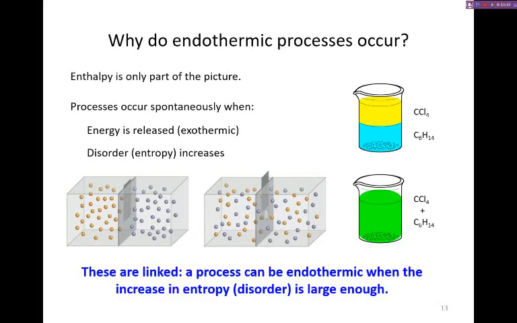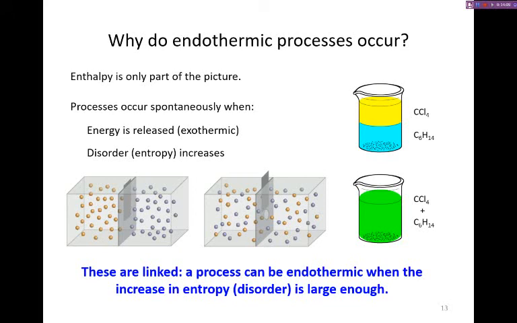And these two processes are linked to each other. A process can be endothermic if there is an increase in entropy or disorder that is large enough. We're not going to go into details and quantify entropy at this point in Chem 110, but we do want to point it out to you. You'll learn in Chem 112 more about entropy and how to calculate the entropy of a reaction and use that to determine whether or not a reaction is going to be spontaneous.